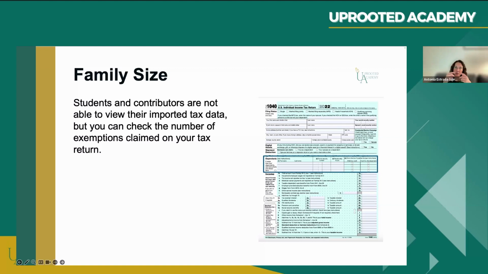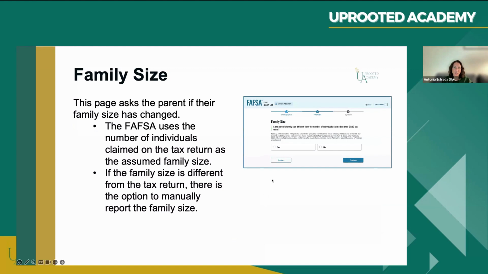So they're not able to see the family size that the FAFSA is pulling, but they can check the number of exemptions that they claimed on the tax return. So if the number of exemptions claimed on the tax return doesn't match all the individuals the parents are actually supporting in their household, then they can adjust the family size in the previous question that we saw. They can adjust it here.